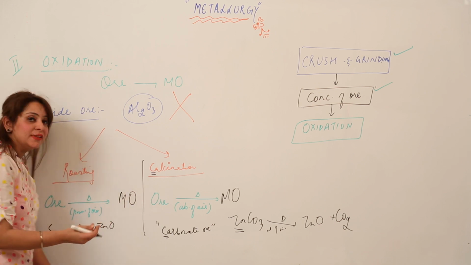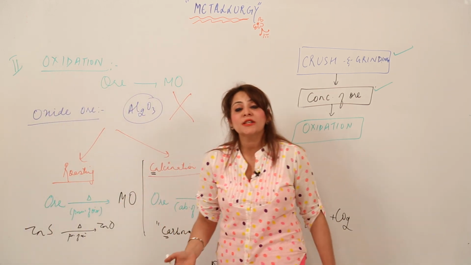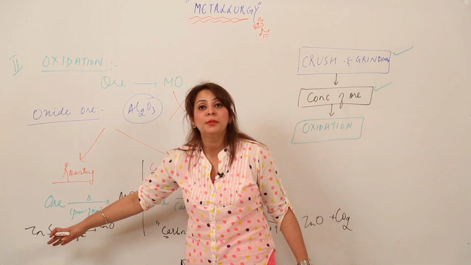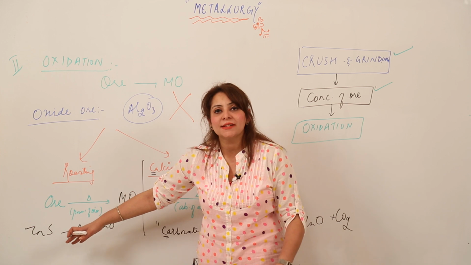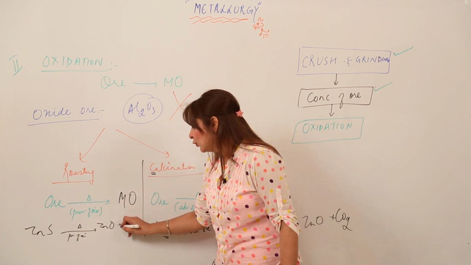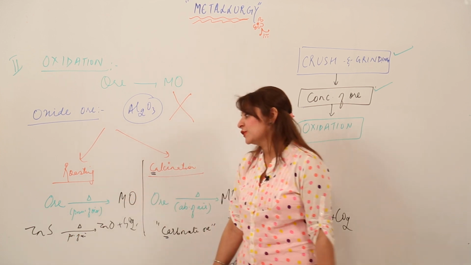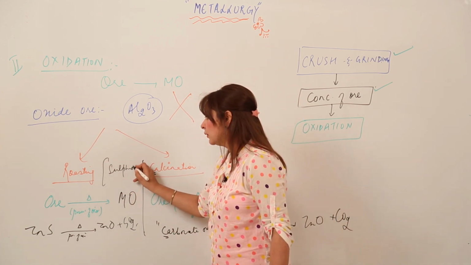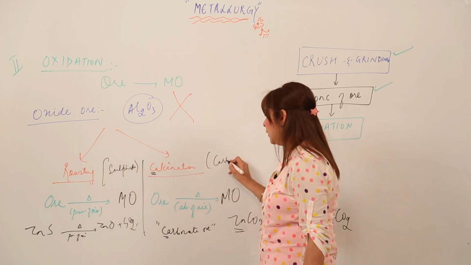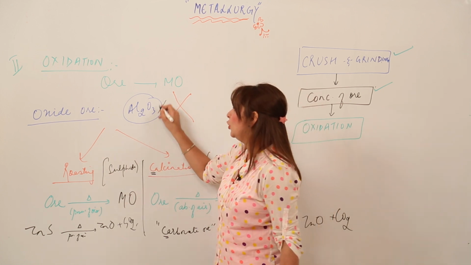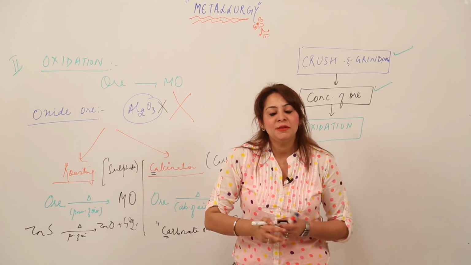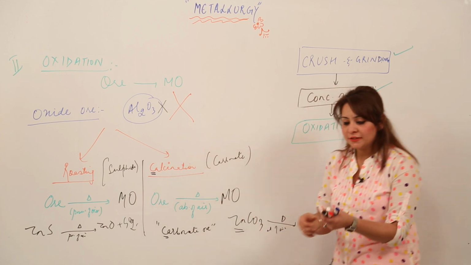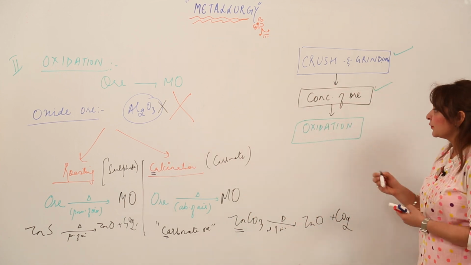So what do I get? Obviously we will get a metal oxide, and the metal oxide is going to be ZnO. And what kind of gas do you get when you burn this sulfide ore? Obviously we will get SO2. So you should know that roasting is done for sulfide ores and calcination is done for carbonate ores, and for oxide ores this method is not employed, because the metal is already present in the oxide form. So we are done with this step as well, oxidation.